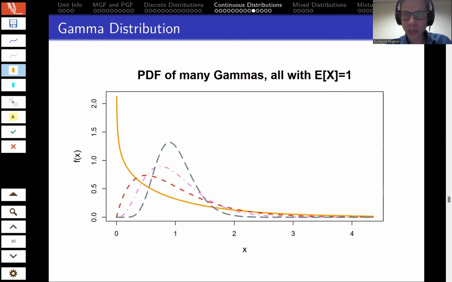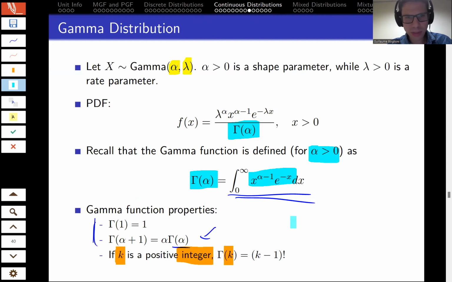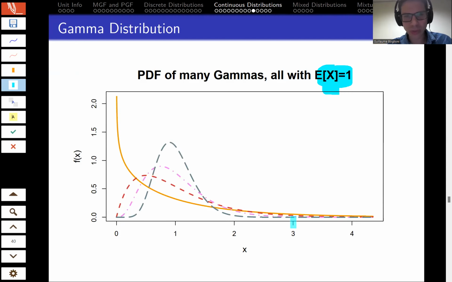Now to make the comparison of different densities fair, or comparable, we fix the mean to 1. So the expectation is 1 here for all those densities, but you see they have vastly different shapes. This one looks almost like it could actually be an exponential, because the exponential is a special case of the gamma, but the other ones start looking more symmetrical, even though they're all skewed.